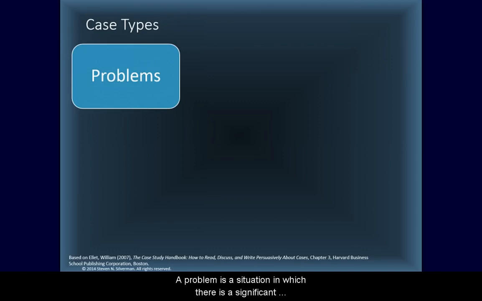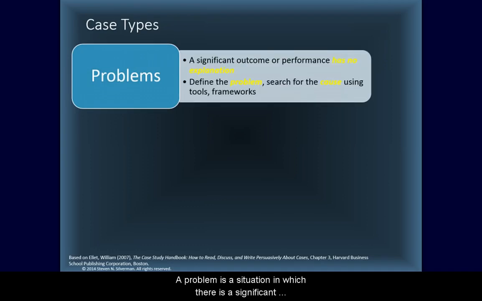A problem is a situation in which there is a significant outcome or performance, but no explicit explanation for it. Something happened, but it is not clear why.